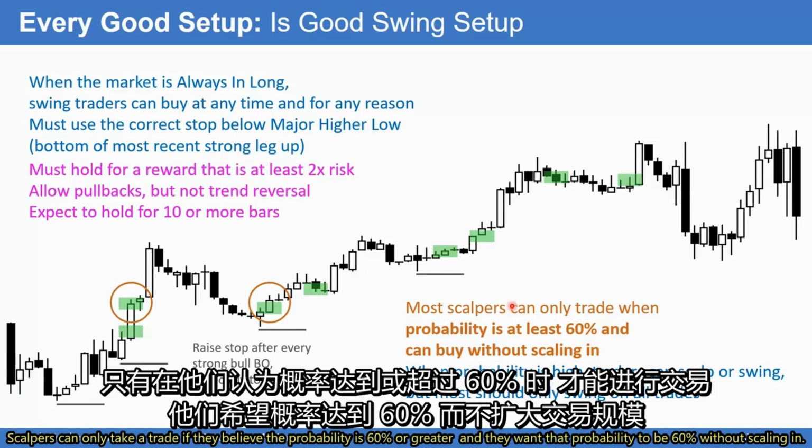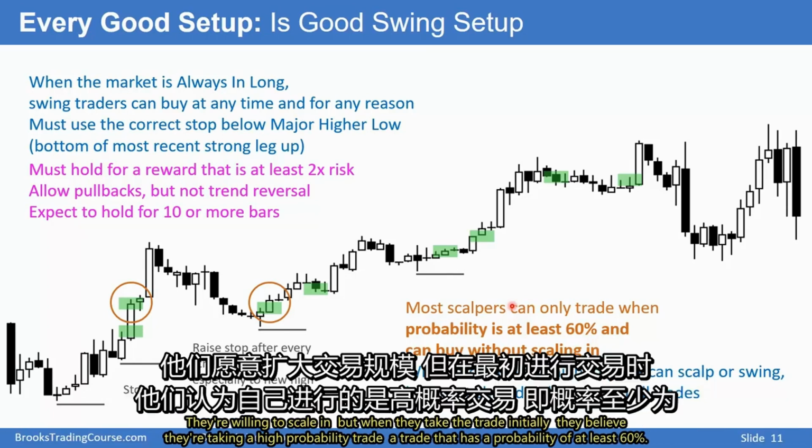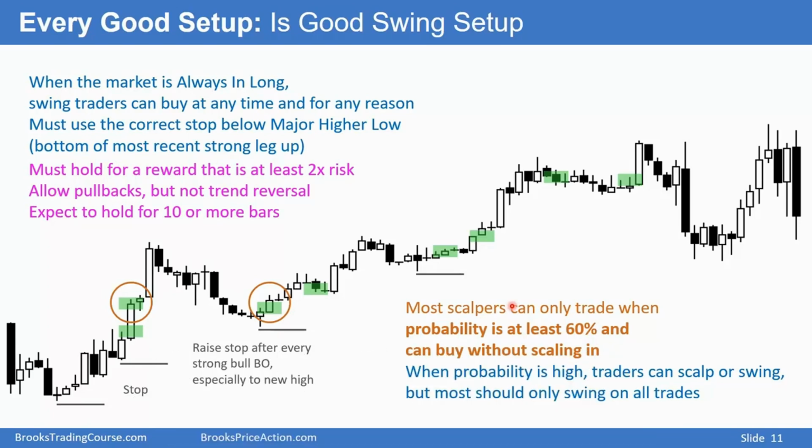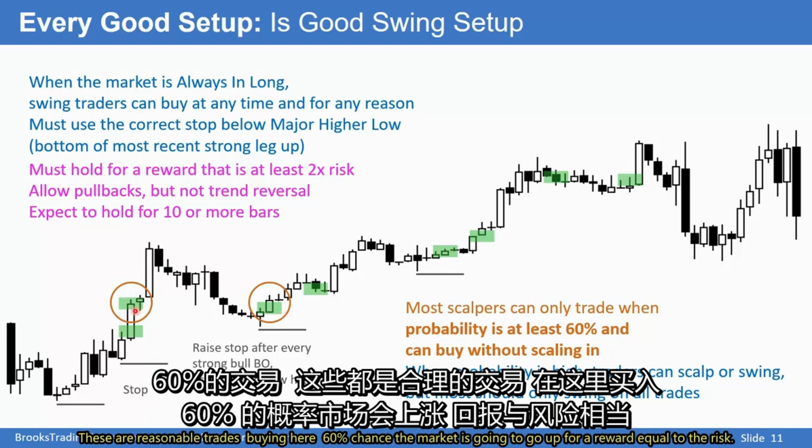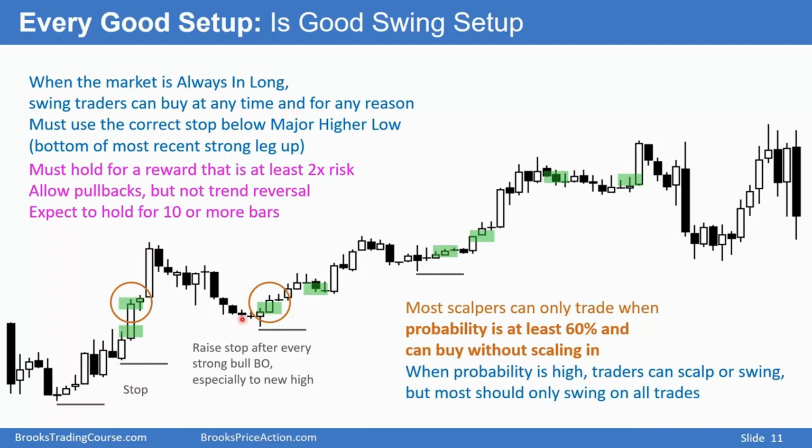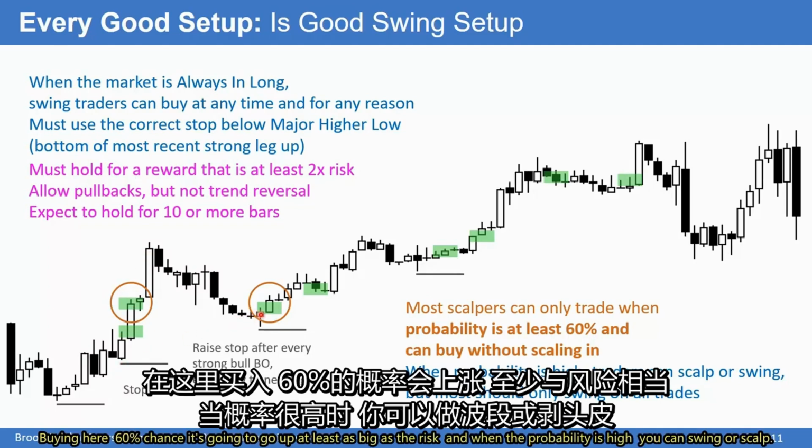Scalpers can only take a trade if they believe the probability is 60% or greater. And they want that probability to be 60% without scaling in. They're willing to scale in, but when they take the trade initially, they believe they're taking a high probability trade, a trade that has a probability of at least 60%. These are reasonable trades. Buying here, 60% chance the market is going to go up for a reward equal to the risk. Buying here, 60% chance it's going to go up at least as big as the risk.